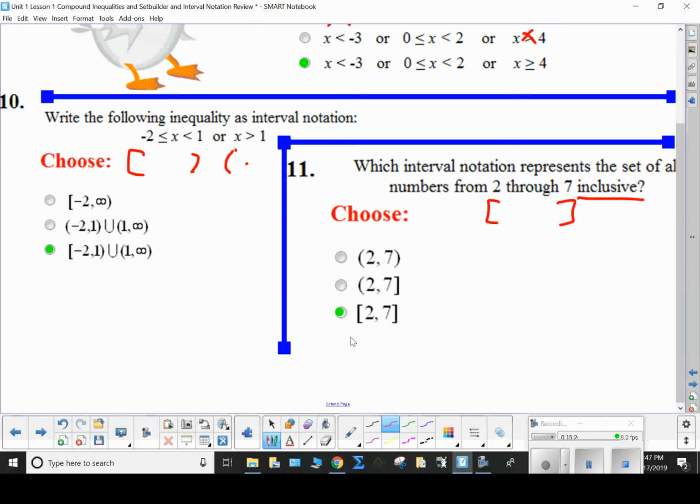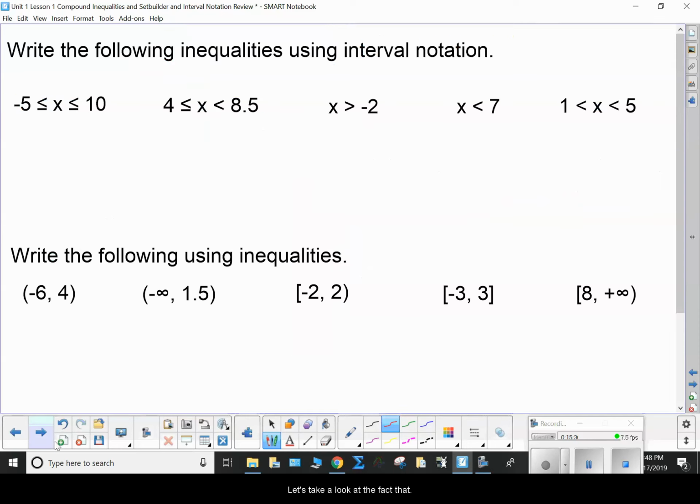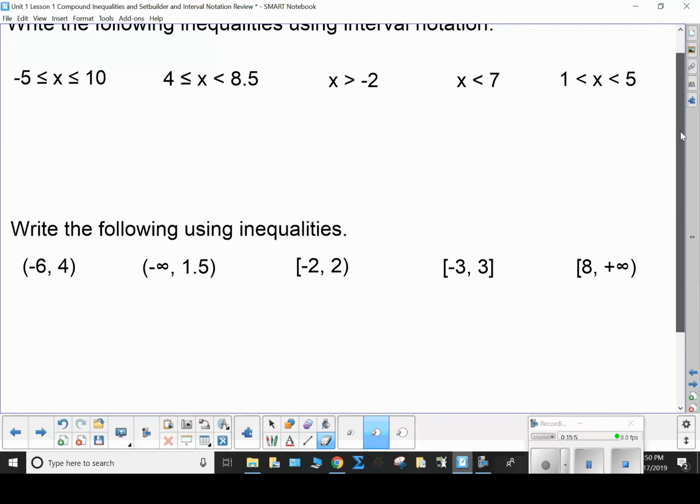Excellent job. Okay, let's keep going just a little bit more. Let's take a look at the fact that we need to do these: write the following inequalities using interval notation, and then write these following interval notations using inequalities. Pause the video and try these, then come back and check your answers. I'm going to go through these, showing you the answers and how to write them out.